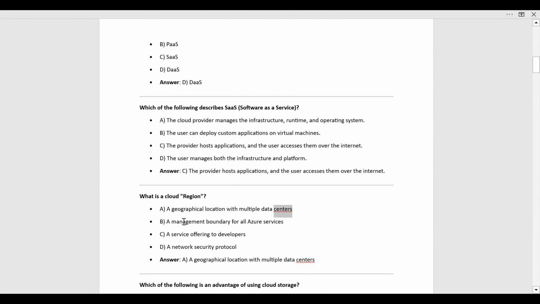The next option is a management boundary for all Azure services. No. A service offering to developers? So region is not a service. It's a location, a geographical location. A network security protocol? No, this is purely location information where you are running your services. So this is the one.